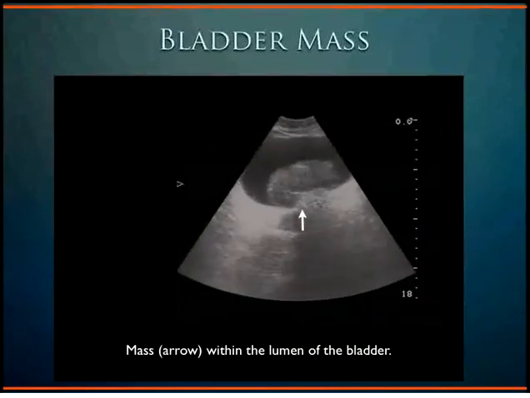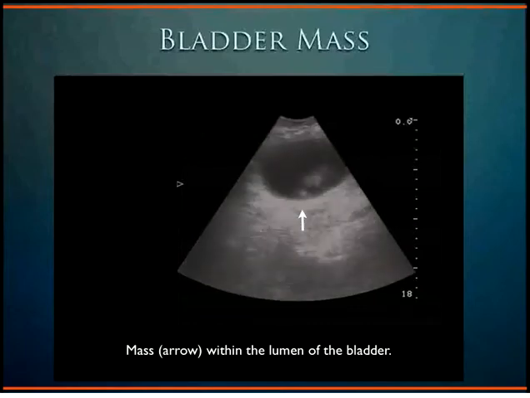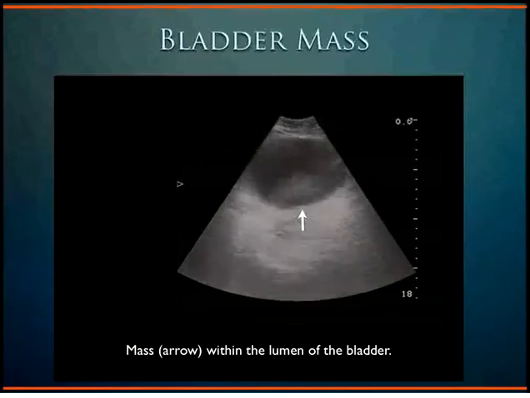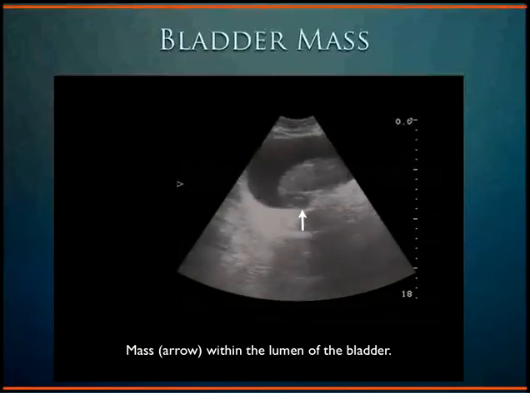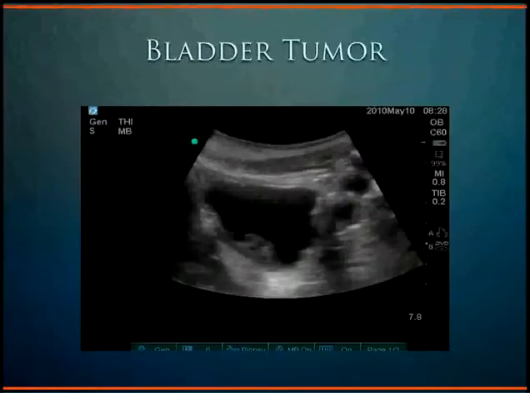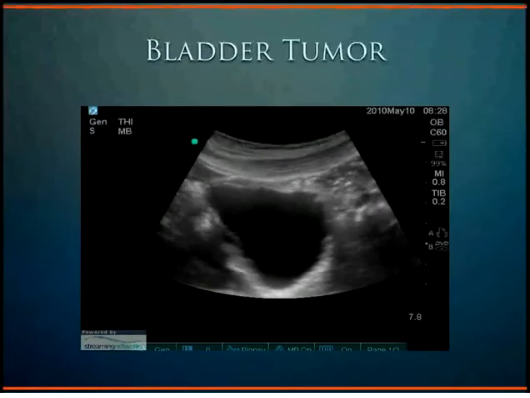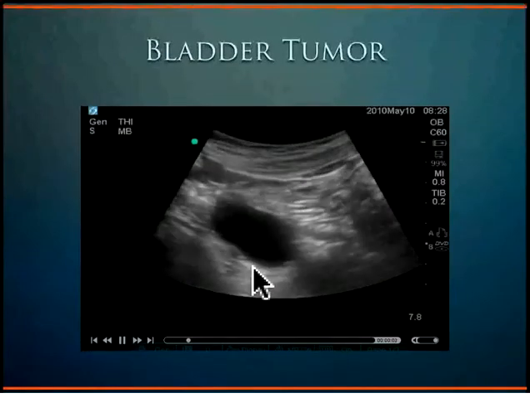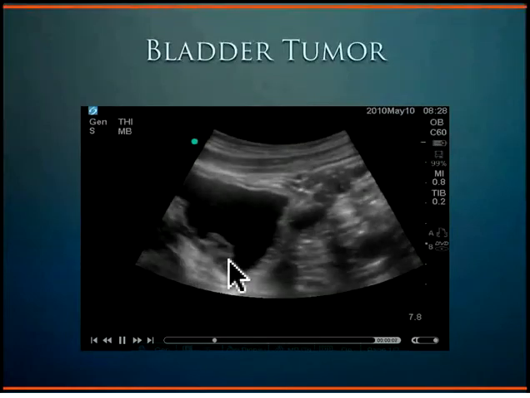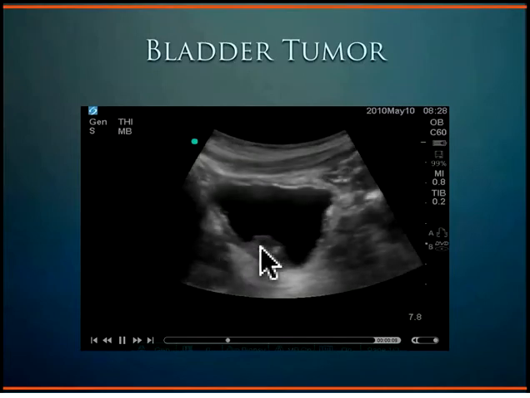Here's another example. This is a 72-year-old gentleman who had urinary retention and who had this post-void residual ultrasound. If you look closely there, you can see that mass shown by the arrow within the lumen of his bladder. Another example here of a bladder tumor. Along this posterior wall, as we fan through it, connects right up here, this location where the arrow is.